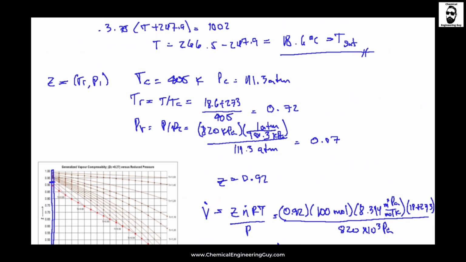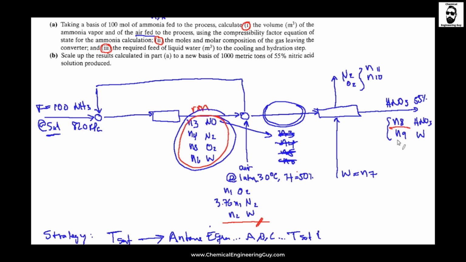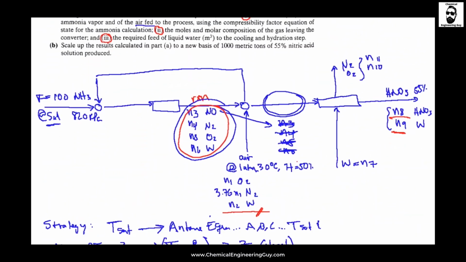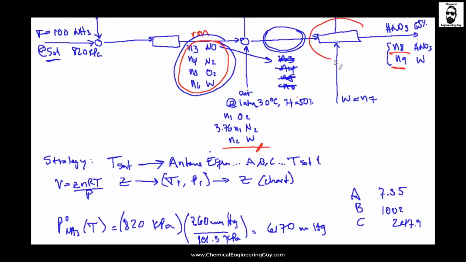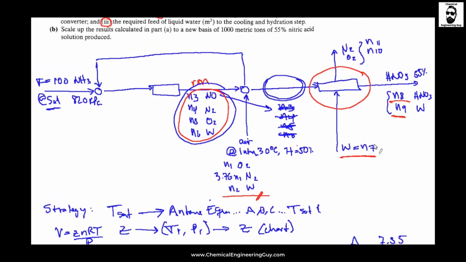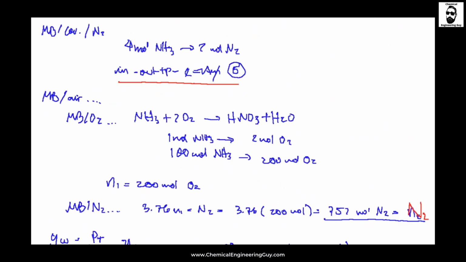And what's this? This is essentially these guys, N9. We just found out N9. N9 equals 277 moles of water. Good. But we need to find out how much are we adding, not how much are we producing here. So if we do our mass balance here, we know the water, but we need this here. So let's do a mass balance.